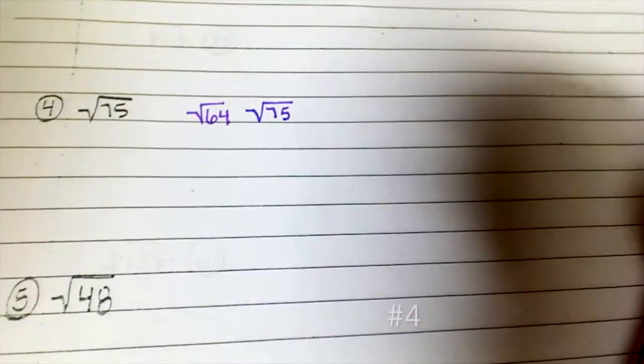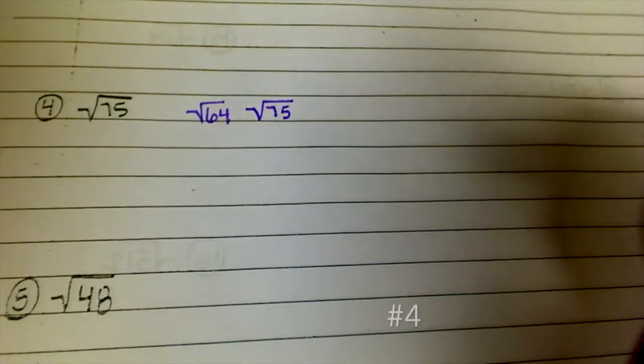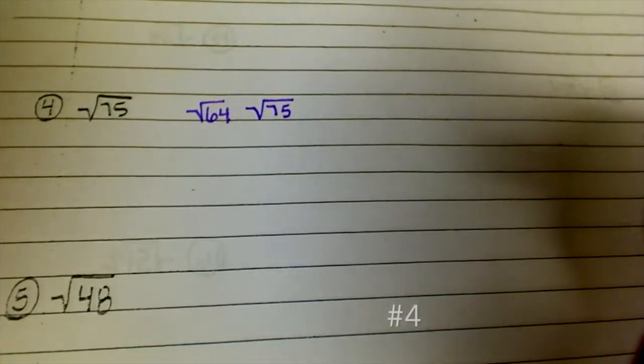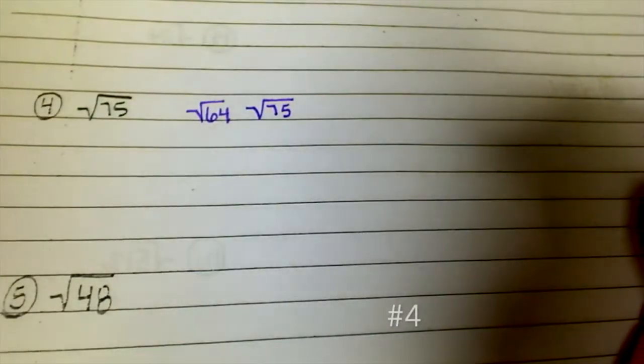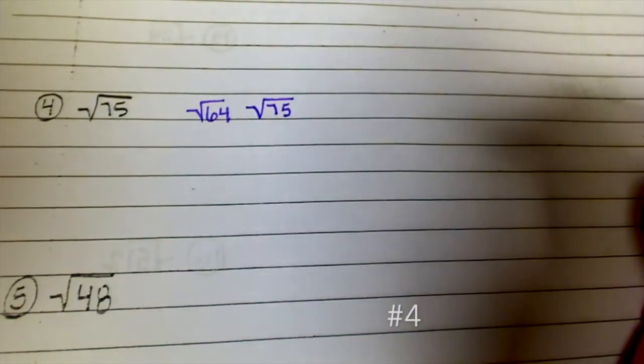And we're going to start by approximating. Now you may want to use your perfect squares list that you created the other day. What is a perfect square that is less than 75? 64. What is the square root of 64? What number times itself is 64?